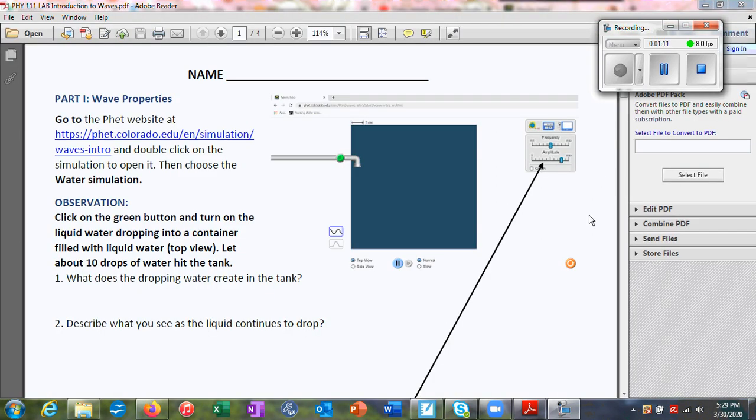So now that you have the website up, you're just going to follow the directions on the lab write-up. So it says click on the green button, turn the liquid water dropping into a container filled with liquid water. It's the top view. Let about 10 drops of water hit the tank.